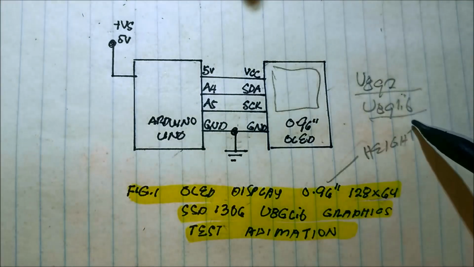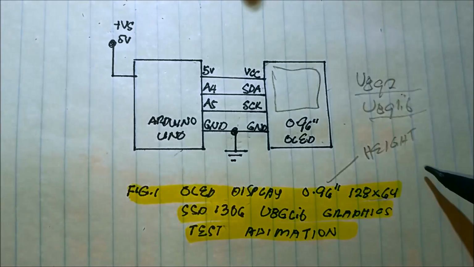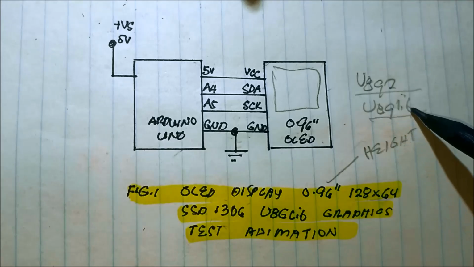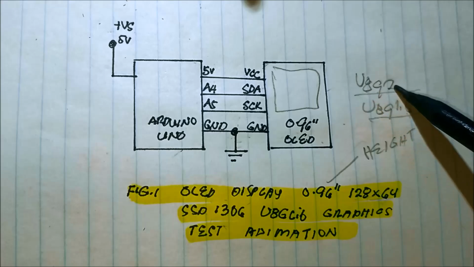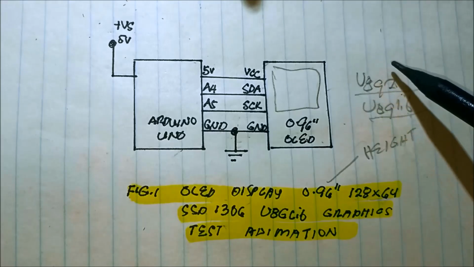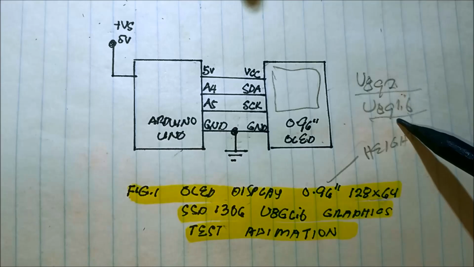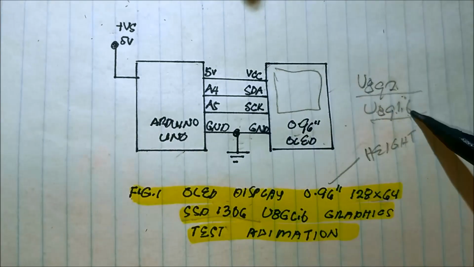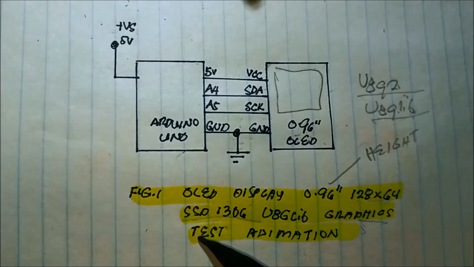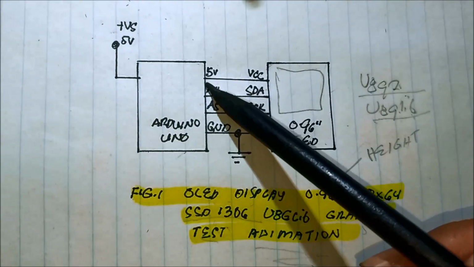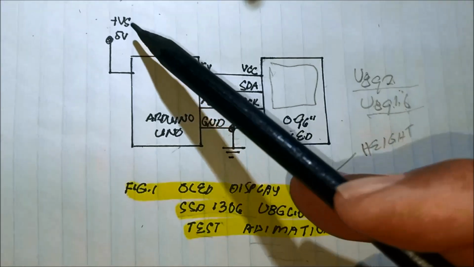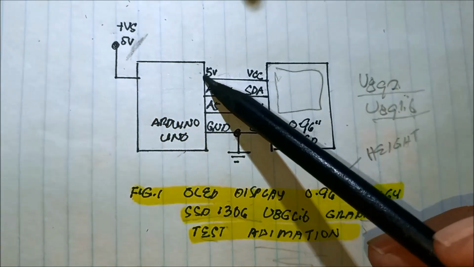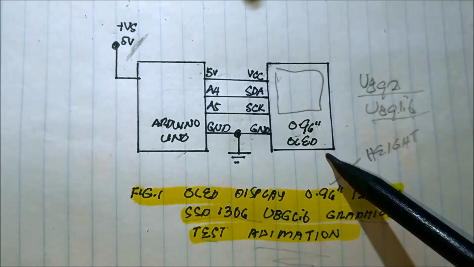You can download it from the internet and then install it into the library. U8glib library, U8g2, they are all drivers. But in our case, we are using the U8glib graphics test animation. So the 5 volts of the Arduino, since we are connected to the USB port, 5 volt supply, the 5 volts of Arduino is connected to the VCC of the OLED.